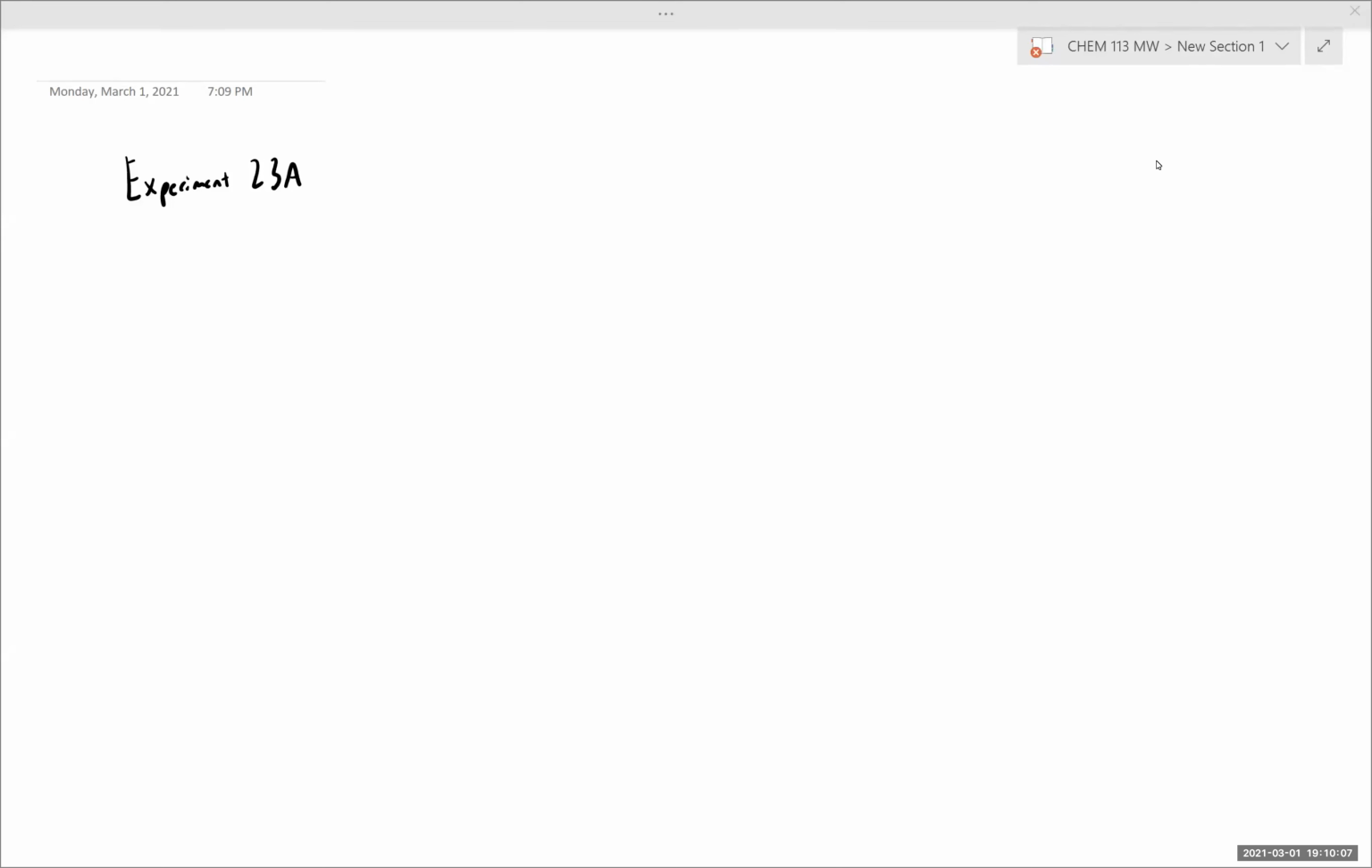Okay, so we're going to be discussing experiment 23A, which concerns amide synthesis. In this case, we're looking at the synthesis of acetanilide. The reaction that we're looking at is the reaction between aniline and acetic anhydride.